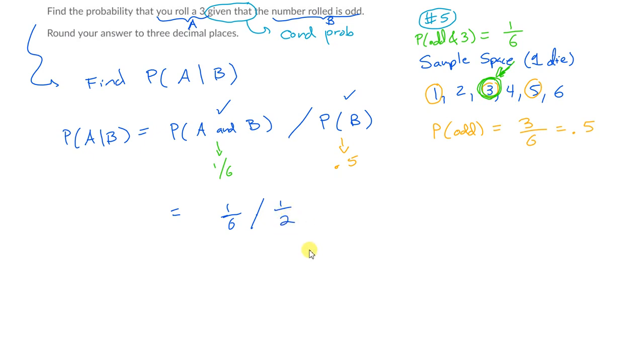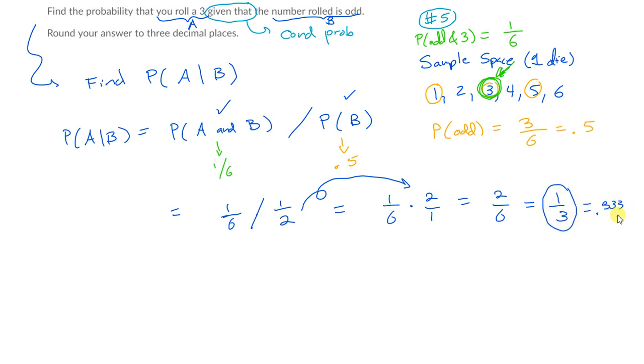Now, how do we divide a fraction by a fraction? Remember, it's not multiplication, it's division with conditional probability. So how do we divide a fraction by a fraction? You multiply by the reciprocal. Just take this guy and flip it over. There's the flip over, see it? And so we get 2/6 or 1/3. In decimal form, I think they want decimals here, it'd be 0.333. Answer to 3 decimal places, yep.